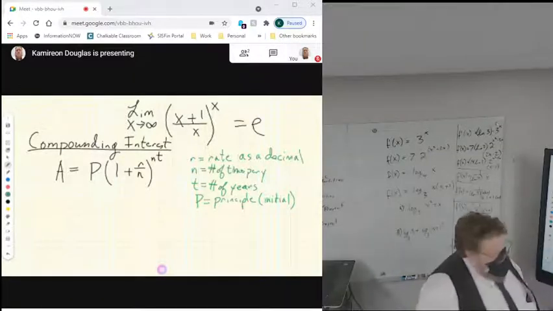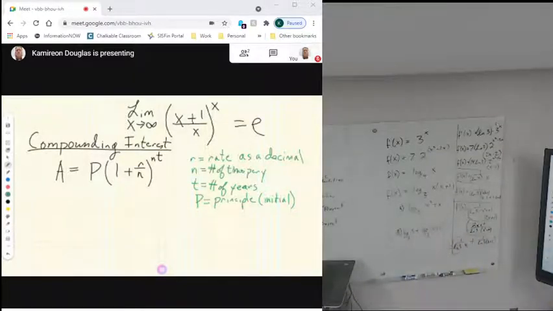There is an alternate version of this if you compound continuously. What's n? N is the number of times per year that you're compounding. If you're compounding monthly, you do n as 12, because it's 12 months in a year, so 12 times. Do it daily, you'd have n be 365. Weekly, 52. Annually would be 1. Semi-annually would be 2.